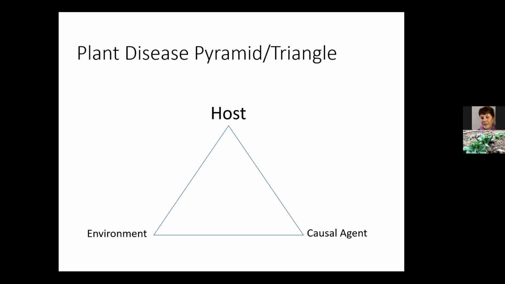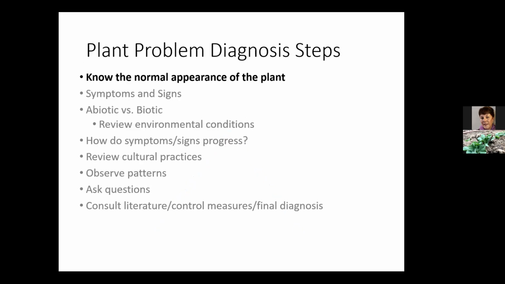Now, if we knock any one of those three corners out, if we don't have a susceptible host, even though we have the right environment and a causal agent, then we're still not going to get a disease because the host is not susceptible to that particular pathogen or causal agent. And so we want to look at these different things and say, okay, if we don't have the right environment, well, probably not going to get a disease either. So a lot of times all of these three come together and create the perfect storm, in other words.